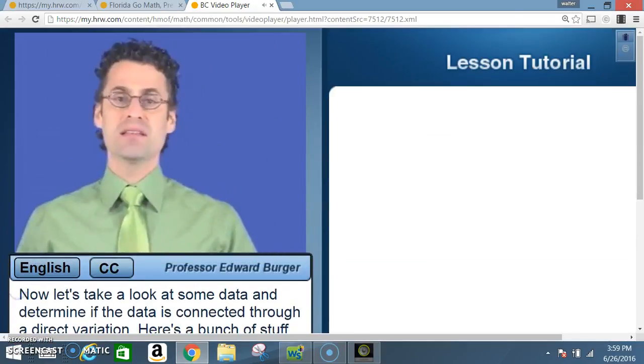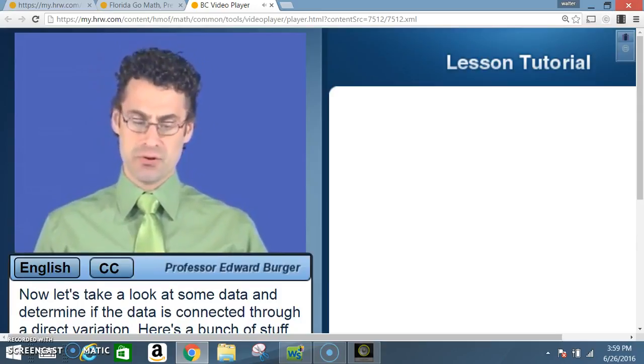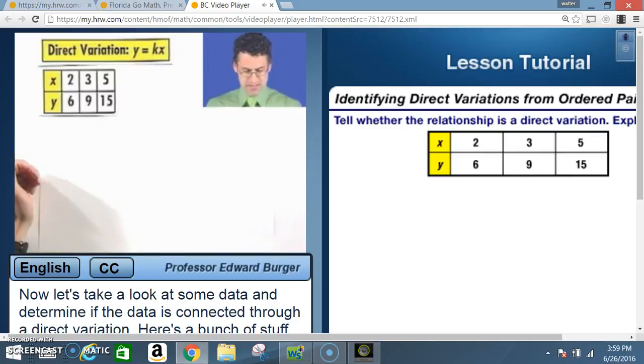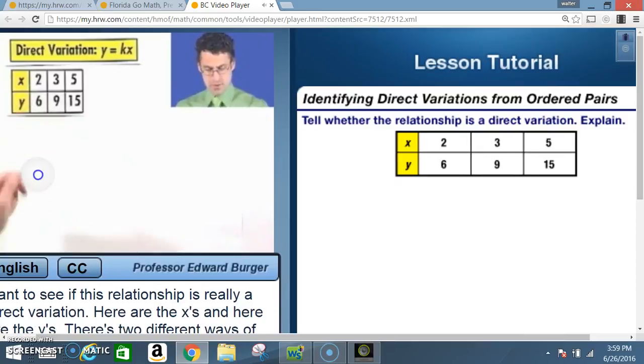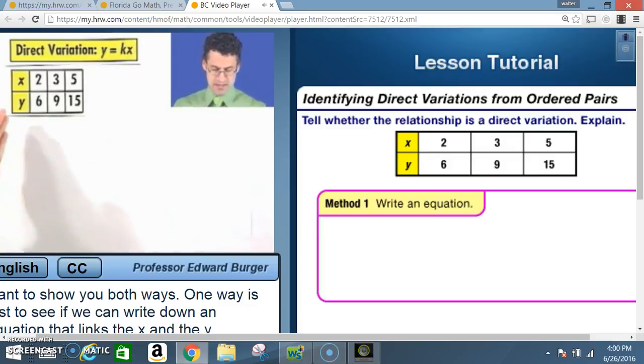All right, now let's take a look at some data and determine if the data is connected through a direct variation. So here's a bunch of stuff, and I want to see if this relationship is really a direct variation. So here are the x's and here are the y's. Well, there's two different ways of doing this, and I want to show you both ways. One way is just to see if we can write down an equation that links the x and the y together. So let's see if we can look at the equation.